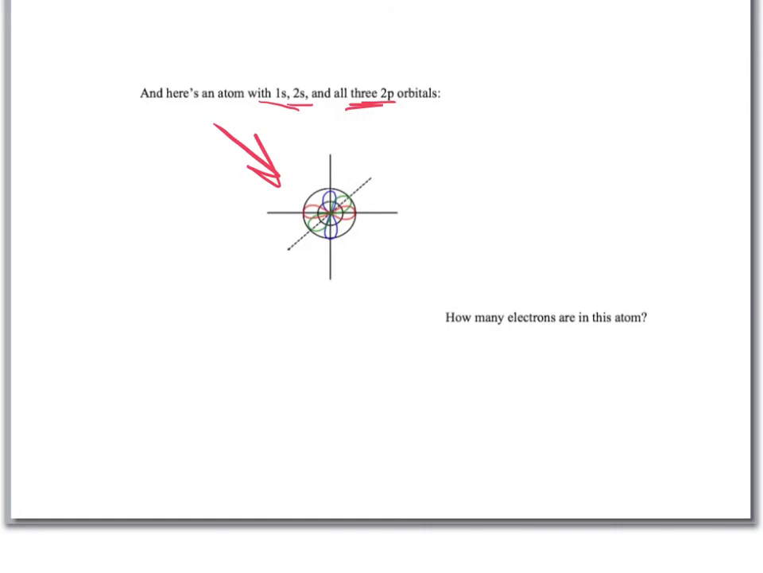Here's an atom with 1s, 2s, and all three 2p orbitals. How many electrons are in this atom? Think about that, figure it out.